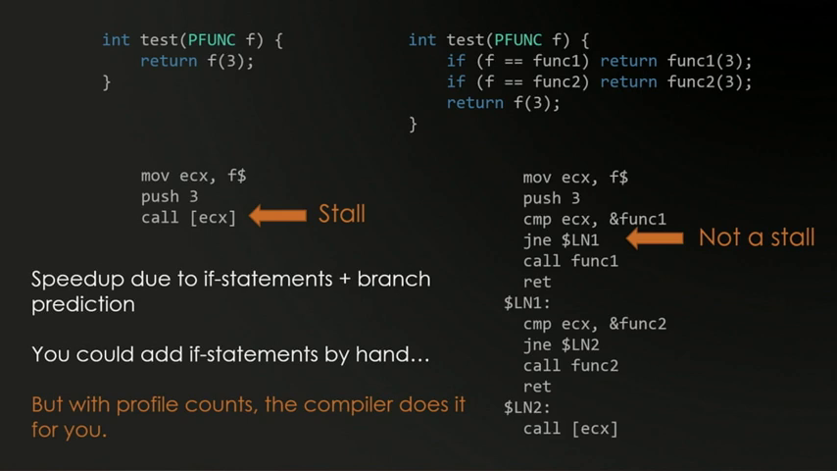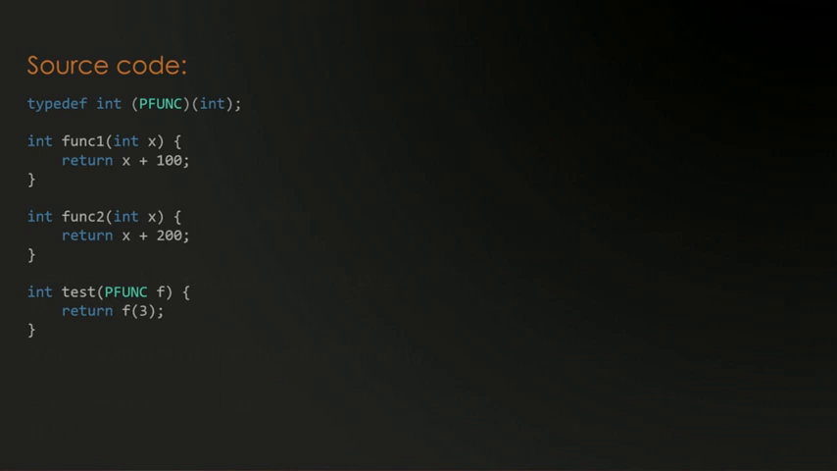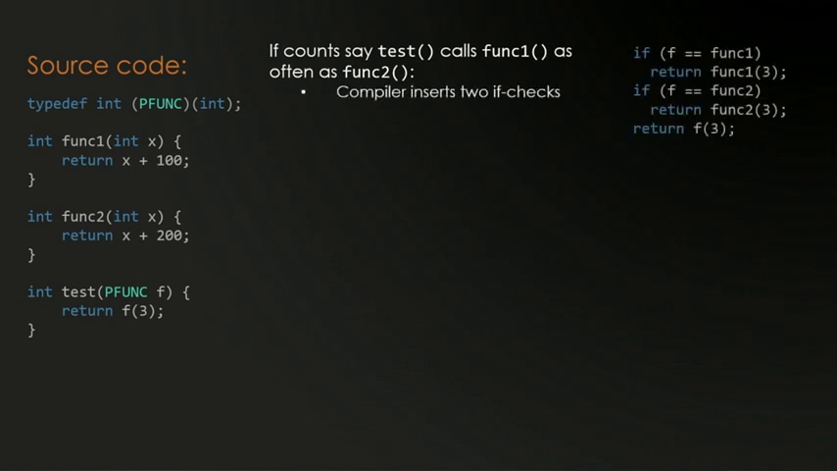But let's just say we have this profile stuff around, and the compiler is actually able to know stuff about your program. So I've got the same original source code that generates the really bad assembly on the left. What if the profile counts say that when we're executing test, we're calling func1 around as often as we're calling func2? The compiler will insert those checks for you. Those same checks that we put in. If f is equal to func1, call func1 directly. If f is func2, and so on.